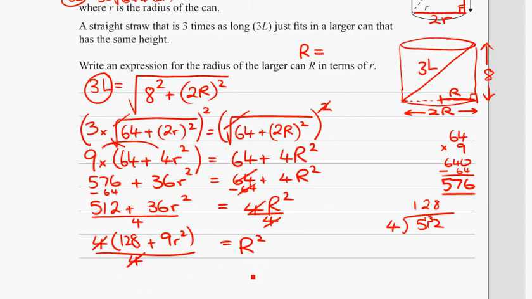And lastly, capital R is going to be the square root of 128 plus 9r squared. So quite difficult. You could have another wee look through that. There are other ways to do it, I'm sure. But we have an expression for the radius of the larger can in terms of the small one.